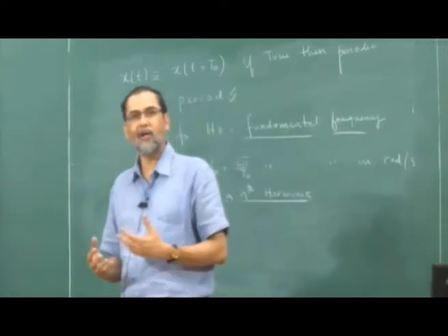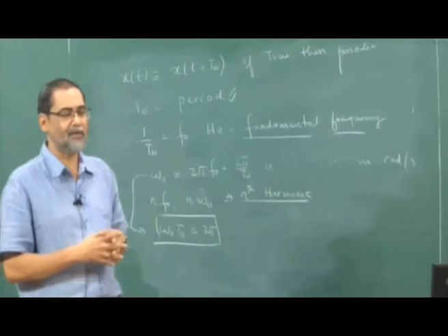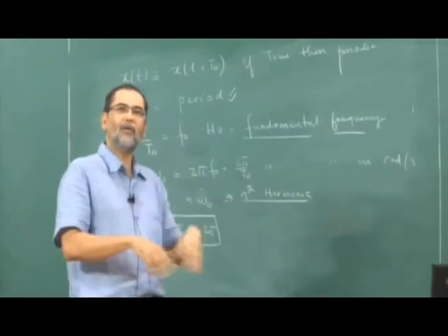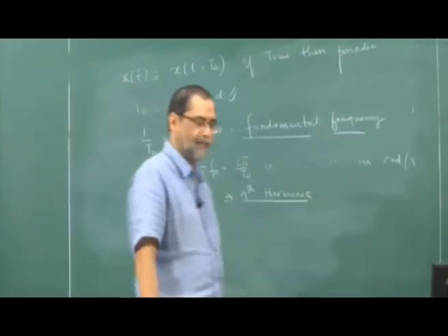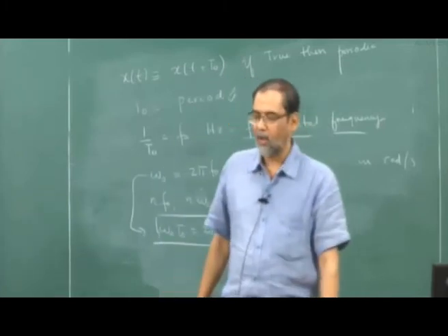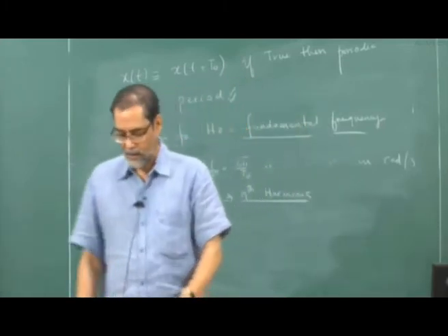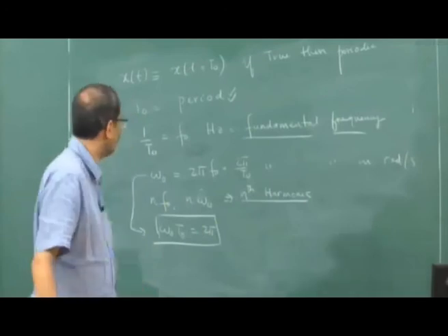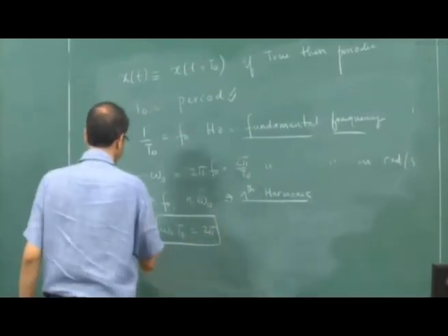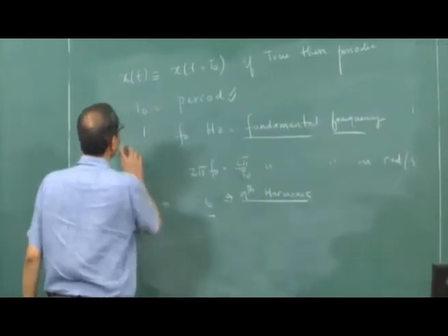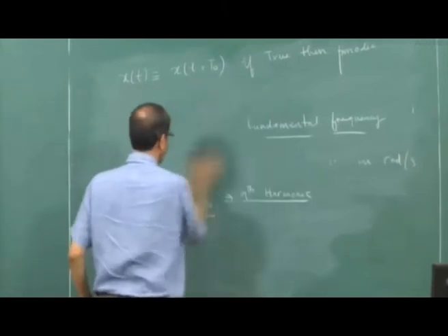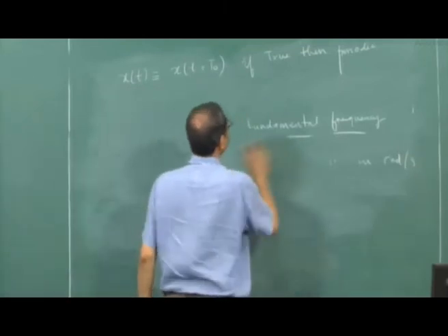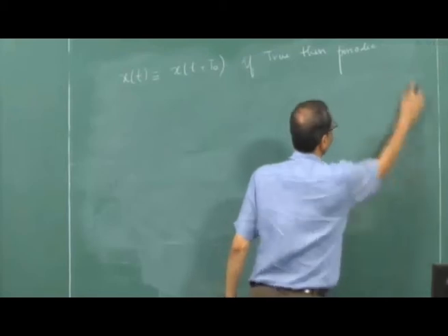2 pi f naught is the fundamental frequency in radians per second, and you have the nth harmonic, either n times f naught or n times omega naught, right? And so these are the basic definitions. With that, I'm going to now define some simple ideas, proposed first by Fourier.